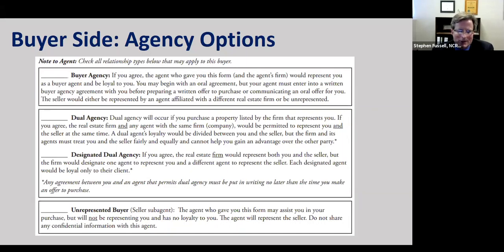So, it indicates that the agent is only representing the seller and cautions the buyer not to share any information with the agent. And then, of course, below this section is a note to the buyer indicating that if the buyer wants more information about agency relationships, they can get the brochure either from you or from the commission's website.